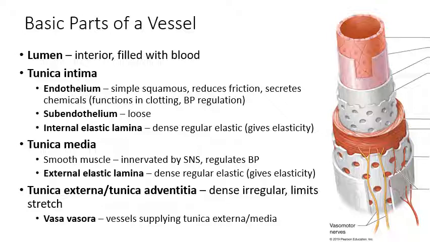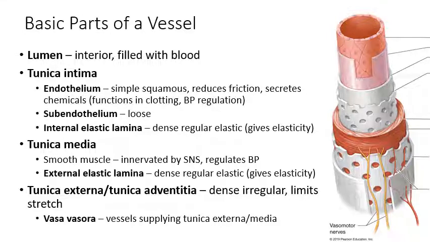For the tunica intima, that is the innermost layer that is actually in contact with the blood, and it has three subparts or sublayers within it. First, you have the endothelium, which is simple squamous tissue, so it's literally a single layer of cells. It's extremely thin. It's actually continuous with the endothelium in the heart. So it's that same layer of cells that lines all the blood vessels and the heart. The role of the endothelium is to reduce friction so blood can easily flow through the vessels. So it's a very smooth surface.